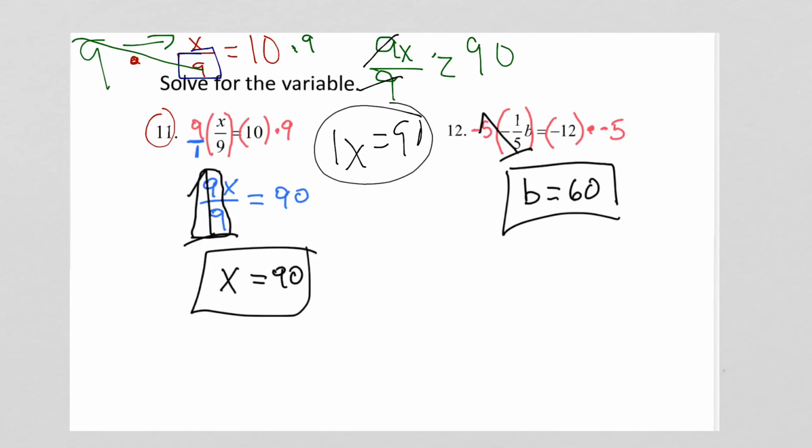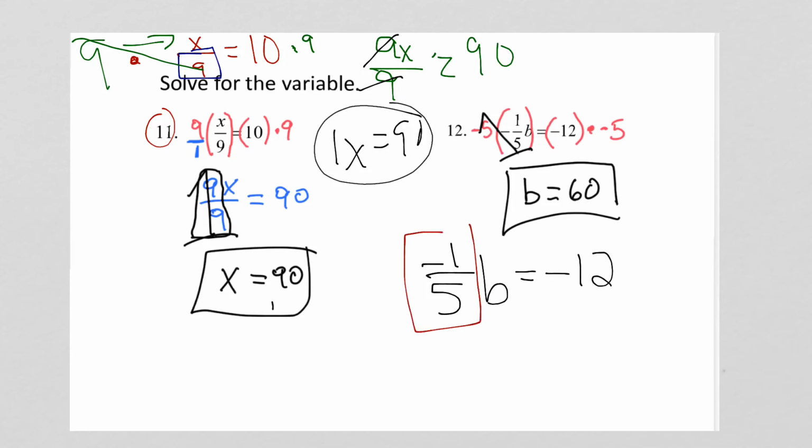So for example, this one right here is negative 1 over 5 b equals negative 12. All right. Who's in the way? Well, the negative 1/5 is in the way. So the opposite of that, instead of dividing by 5, I what? Multiply by 5. Or I just flip it. Instead of multiplying by 5, I'm going to flip the 5 and the negative 1.